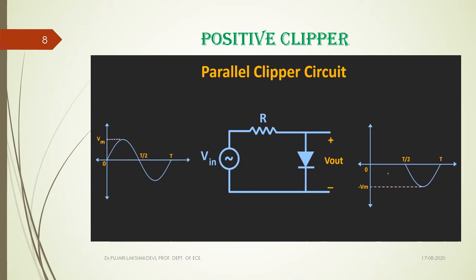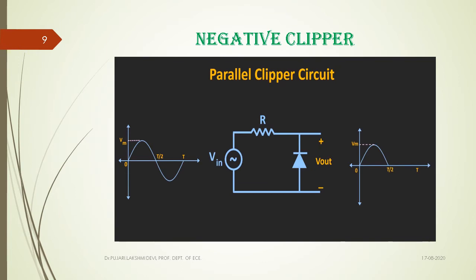Then coming to the negative half cycle. Whenever the input voltage enters the negative half cycle, the anode of this diode becomes negative and the cathode becomes positive. Because of that, in the negative half cycle the diode is open circuited. If the diode is open circuited, whatever the input voltage is, that appears at its output. That's why the negative half cycle repeats in the output.